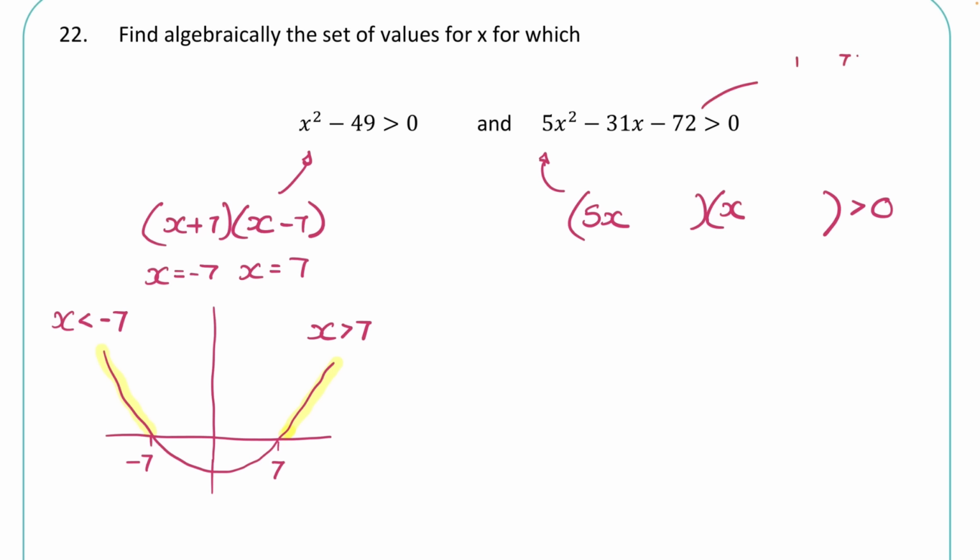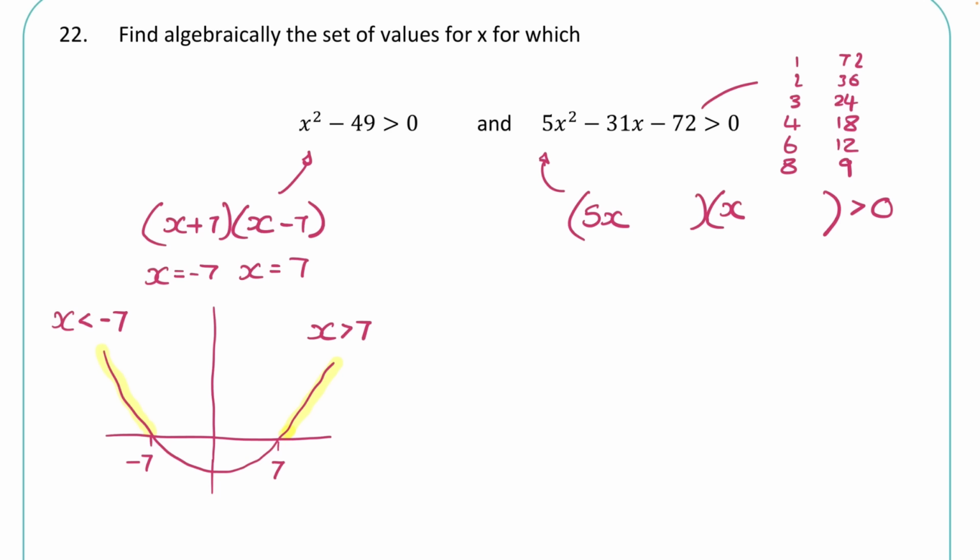We could have 1 and 72, 2 and 36, 3 goes in 24 times, 4, again you can use your calculator for this, but 4 goes in 18 times, 6 goes in 12 times, and 8 goes in 9 times. So they are the factor pairs of 72. Now one of these numbers is going to get times by 5, and we're trying to make 31.